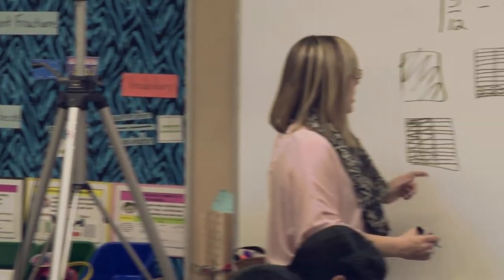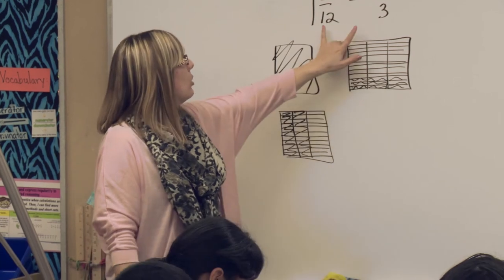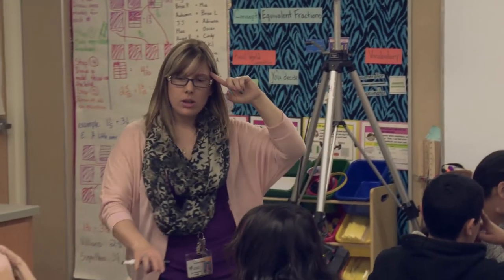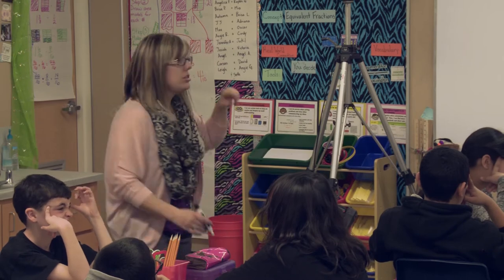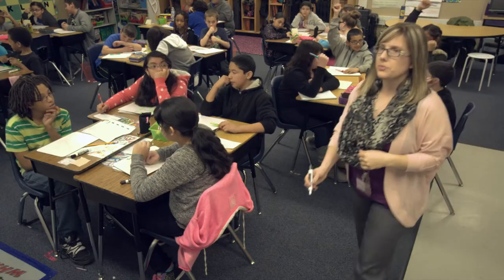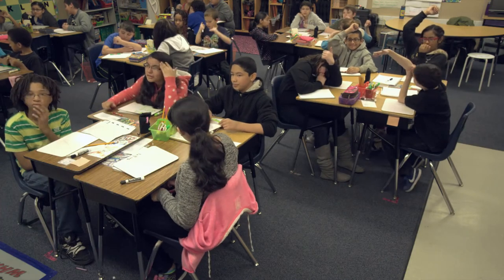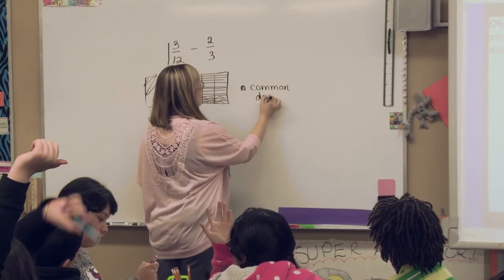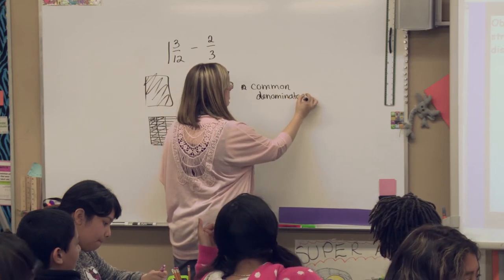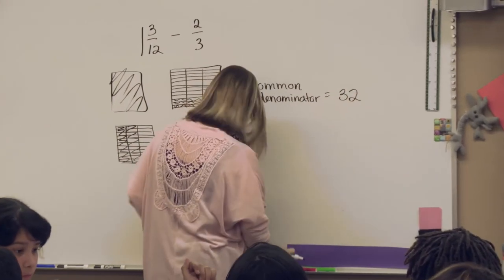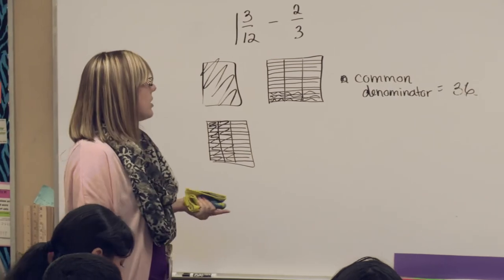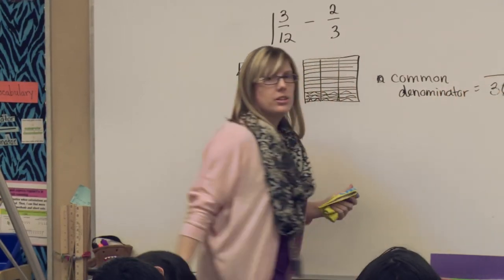I think what I would rather have done is just do a quick common denominator strategy, but I now have all the work that shows that. What is 3 times 12? Think. What is 3 times 12? Talk to your table partner. What's 3 times 12? 36. What's my common denominator going to be now, guys? 36. All right.